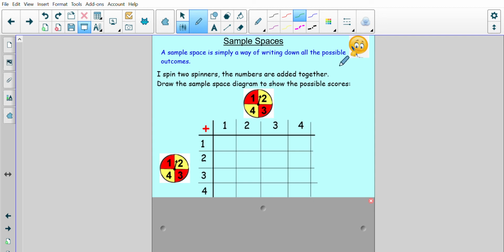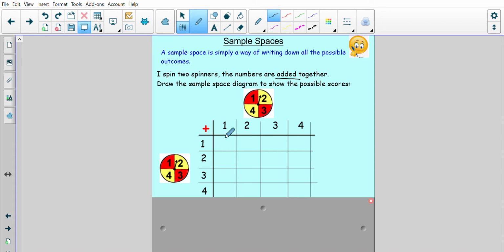Okay, so can we write down that a sample space is simply a way of writing down all the possible outcomes. So in this example, we are looking at spinning 2 spinners, and we can see from the little pictures that the spinners have the numbers 1 to 4 on them. But what it's saying here is because we're spinning 2 spinners both with numbers on, that actually we're going to add the numbers together, which is why I've got a little add in the corner here. So draw the sample space diagram to show the possible scores.